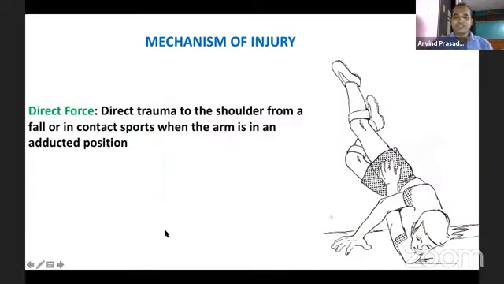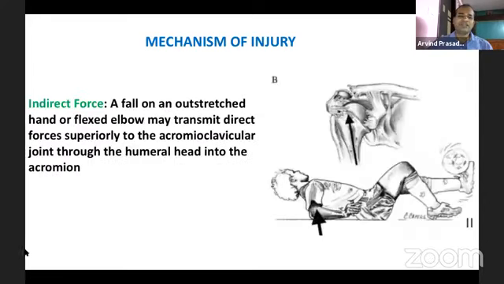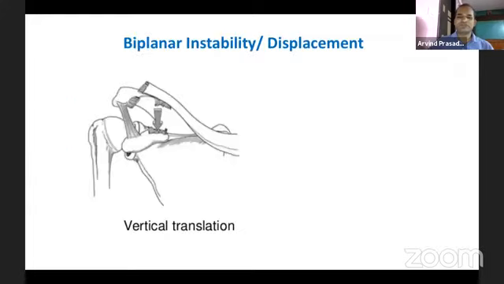About the mechanism of injury, this injury may occur because of direct force or indirect force. Direct force is usually because of direct trauma to the shoulder, usually from a fall or in contact sports. In this injury, mostly the arm is in an adducted position, so the force is transmitted to the AC joint. With an indirect force, there is a fall on an outstretched hand, or with a flexed elbow, so that the force gets transmitted directly superiorly through the humeral head into the acromion, and that leads to injury to the AC joint.